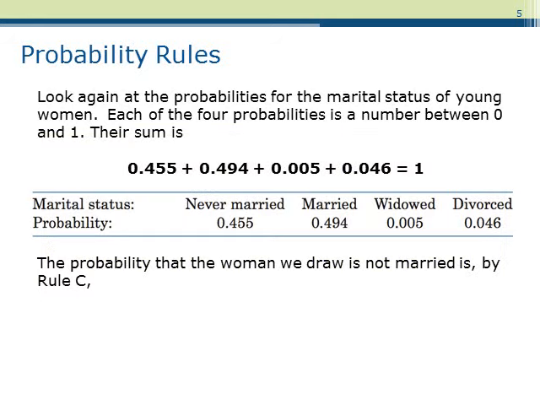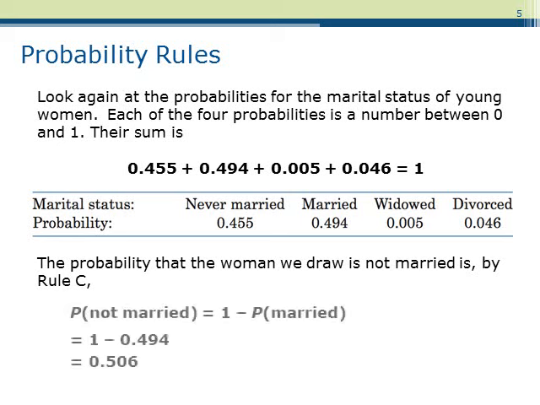Let's use the probability model for marital status to investigate some of these properties. First, notice that each probability is between 0 and 1, and when we add each of the four probabilities, we get 1. Also, let's use the property of complements to compute the probability that a randomly selected woman is not married. If the event not married does not occur, then the woman has to be married. So, the probability she is not married is 1 minus the probability that she is married. So we get 1 minus 0.494, or 0.506.